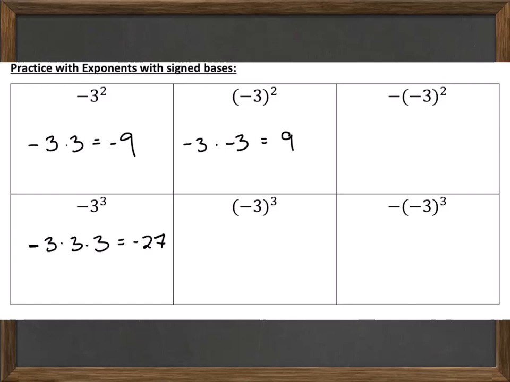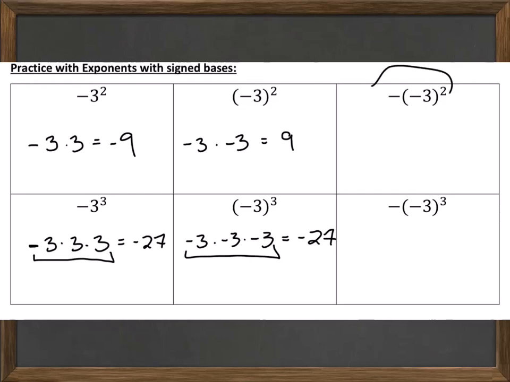Okay, and then this next problem, remember the negative is getting duplicated, right? So I write negative 3 times negative 3 times negative 3. And it turns out that in both cases, because we have an odd exponent, we still get negative 27. However, the way we got negative 27, meaning this work right here, is fundamentally different.